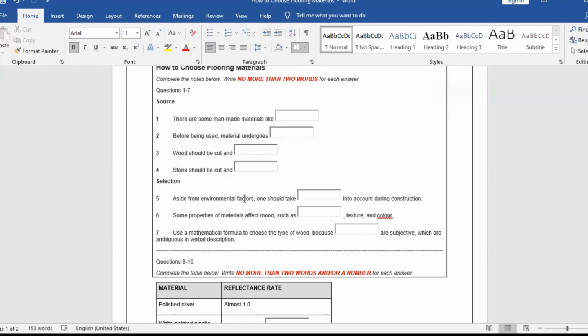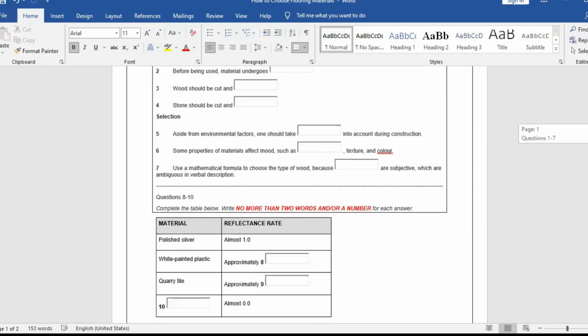Selection. Aside from environmental factors, one should take dash into account during construction. Some properties of materials affect mood such as dash, texture and color. Okay, we need to see what is that property over here, and then use a mathematical formula to choose the type of wood, because dash are subjective, which are ambiguous in verbal description. So you need to listen to the particular word where they're talking about a mathematical formula to choose wood.